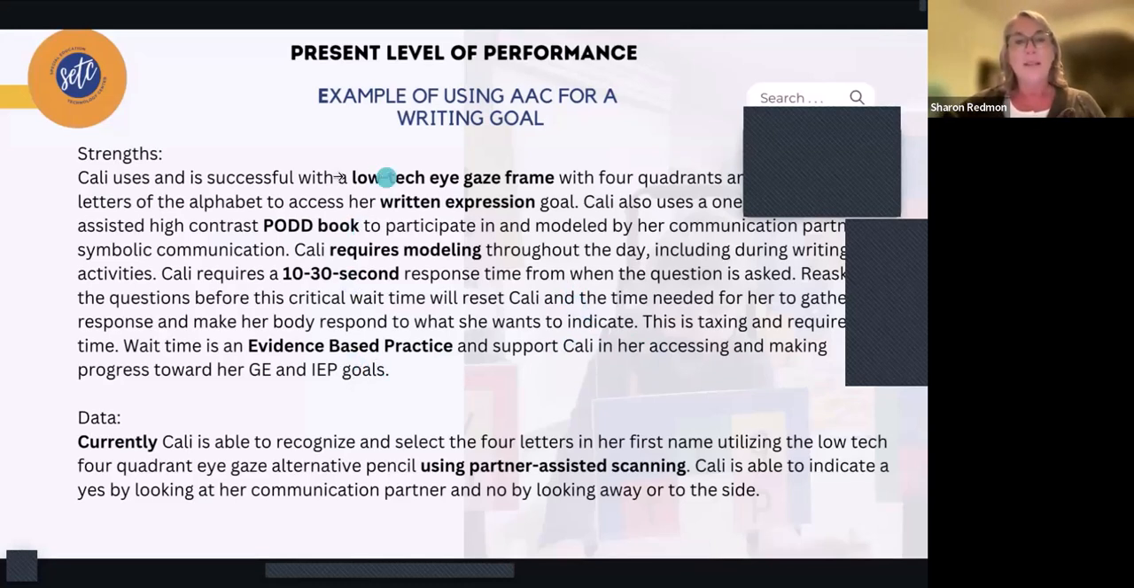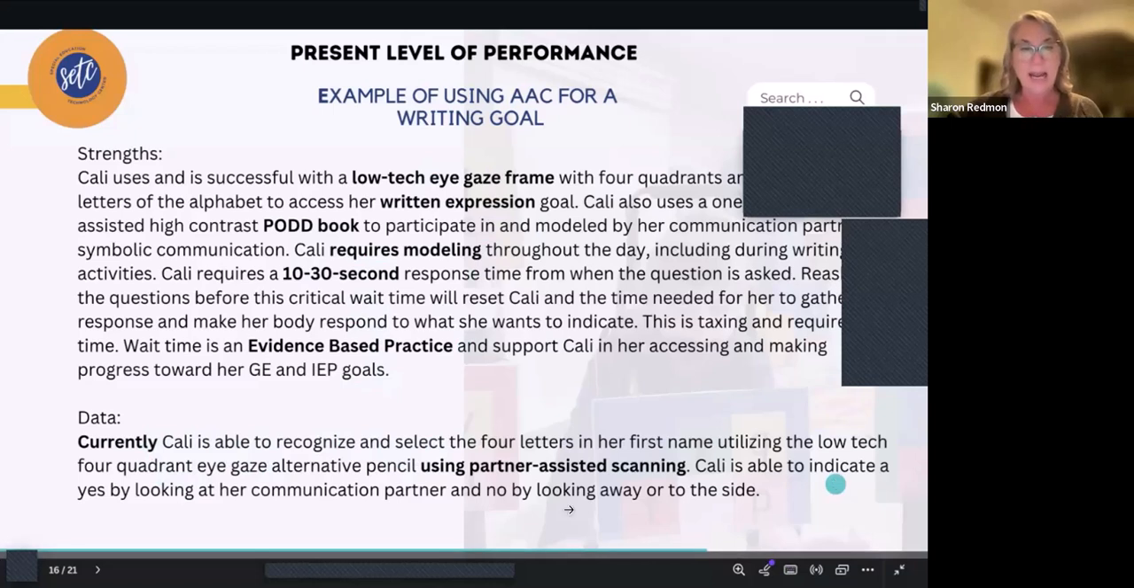So what are we seeing? We're seeing what she uses in her goal, positive language, the assistive technology, she's using the AAC. We're seeing how she uses it, what she needs in order for a response, and then even talking about evidence-based practices and putting that in and having the evidence for why you're putting in what it is. And then having this data, she's able to do these things and she's able to indicate.